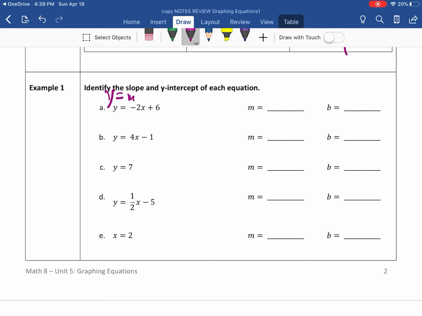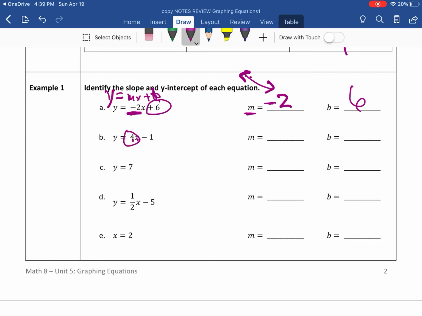All right, so if we have y equals mx plus b, what is our slope in this equation? M equals negative 2. So we're going to have a negative slope. Our line is going to be going in the negative direction, somewhere like that on our graph. Our y-intercept, where would we start it? Where's our b? At the positive 6. So we would start at the positive 6 on the y-axis.